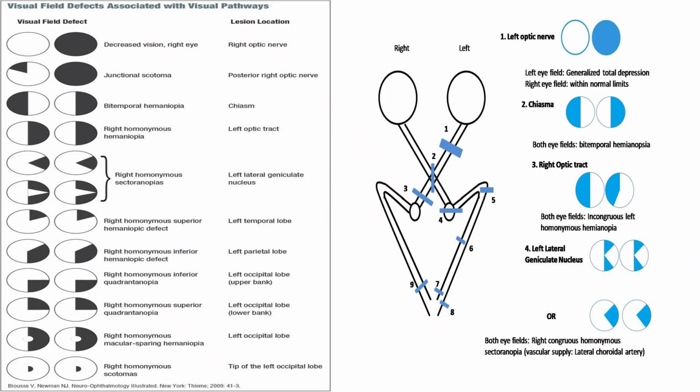Right homonymous superior hemianopic defect, left temporal lobe. Right homonymous inferior hemianopic defect, left parietal lobe. Right homonymous inferior quadrant anopia, left occipital lobe. Right homonymous superior quadrant anopia, left occipital lobe. Right homonymous macular sparing hemianopia, left occipital lobe. Right homonymous scotoma, tip of the left occipital lobe.